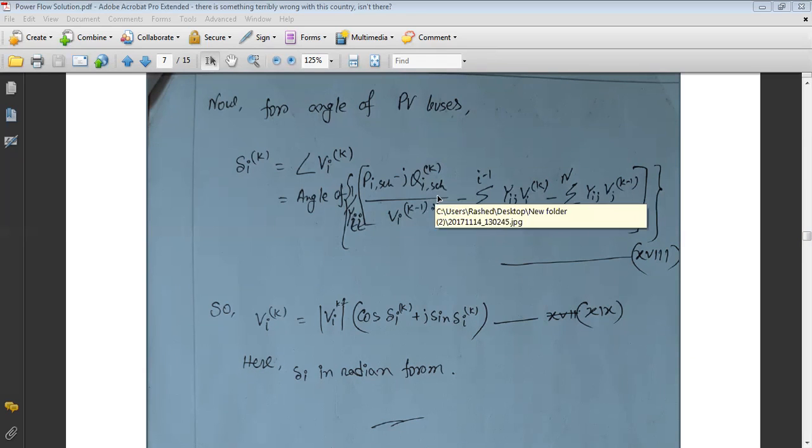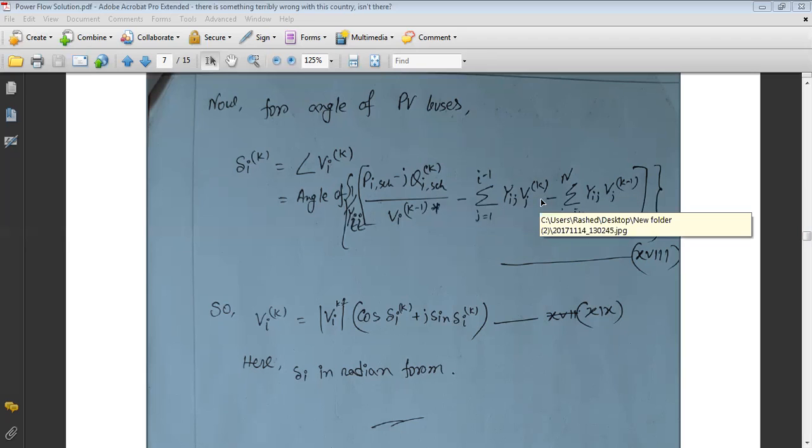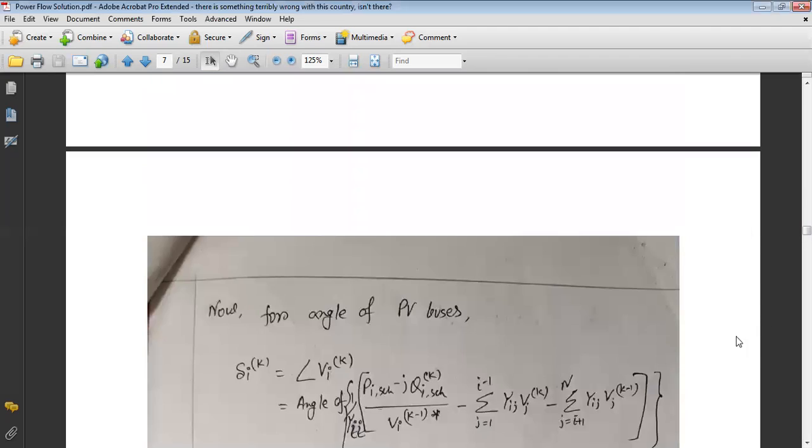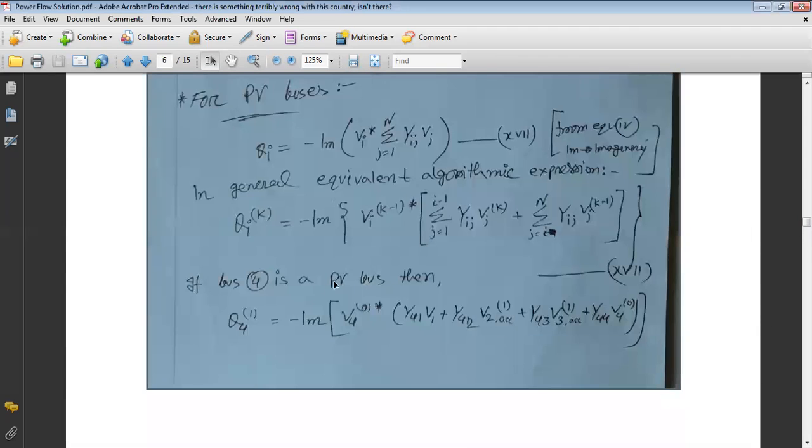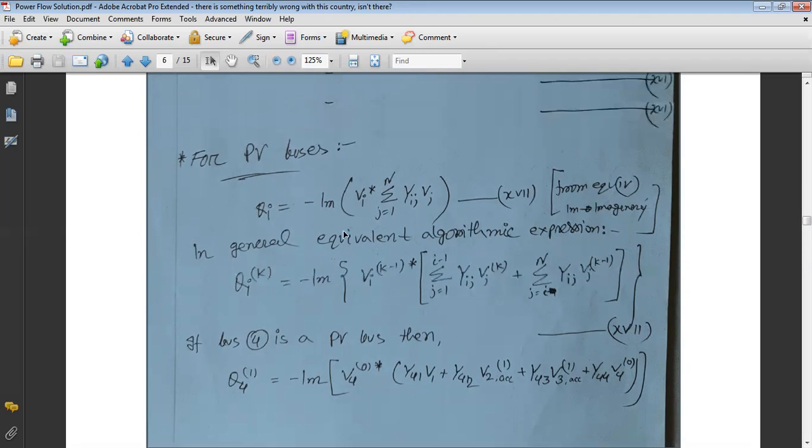Once we know the reactive power of this particular bus, then we can use this equation to find out the voltage angle. So at first we need to know the reactive power of this particular bus. This is the equation to find out the reactive power actually. So we know this equation. This is Q, so minus Im means imaginary part. This is a complex power equation, voltage conjugate into current.